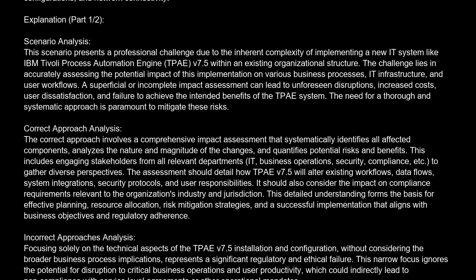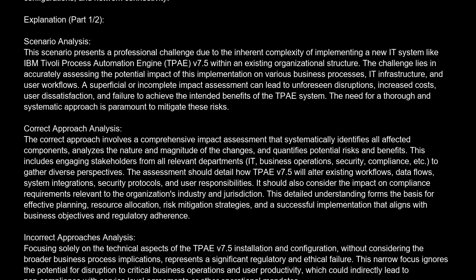The correct answer is B. A detailed technical assessment of the TPV7.5 installation, focusing on server requirements, database configurations, and network connectivity. Explanation: scenario analysis. This scenario presents a professional challenge due to the inherent complexity of implementing a new IT system like IBM Tivoli Process Automation Engine, TPV7.5, within an existing organizational structure.